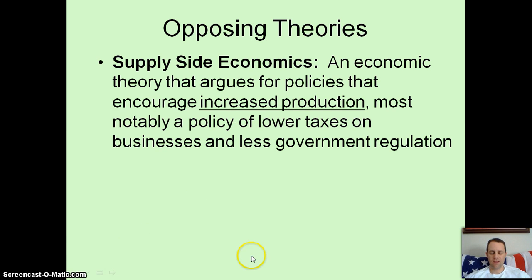One school of thought is referred to as supply side economics. Think of supply and demand. This is an economic theory that argues for policies that increase production, increase supply of a good. You know what happens to prices when there's more of something. When supply goes up, the price is going to come down. There's more of something that needs to be sold.